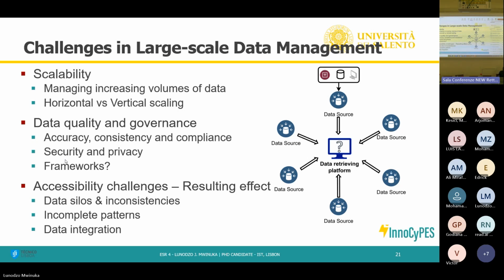If we are not able to access this data, that means some data can be stored in silos, in places where you cannot reach them. We have seen the results of data swamps caused by data lakes. But if you have data in silos, we also expect inconsistencies in the data you are fetching. This also comes with incomplete patterns. In some cases you might fetch data, but the data items come incomplete. Because we also have these diverse data sources, data integration is also a challenge.